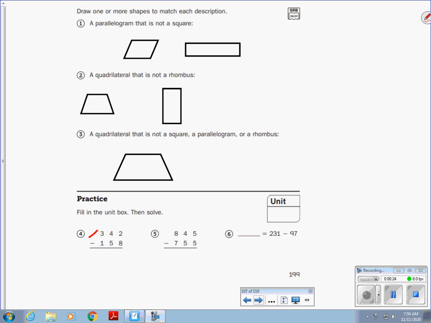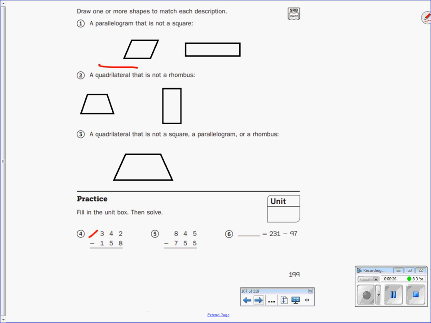Okay, so I went ahead and drew 2 different shapes here. We've got a rectangle, which is not a square, and we have a shape of a parallelogram. Number 2, a quadrilateral that is not a rhombus. And remember, a rhombus is a flat shape with 4 equal sides. So your trapezoid would not have 4 equal sides, and neither does a rectangle.